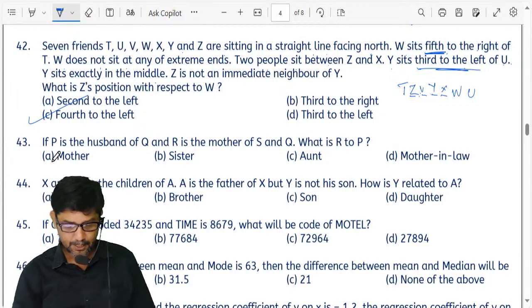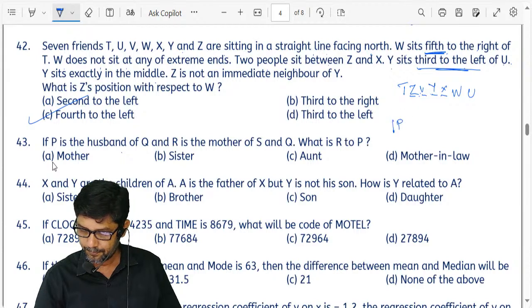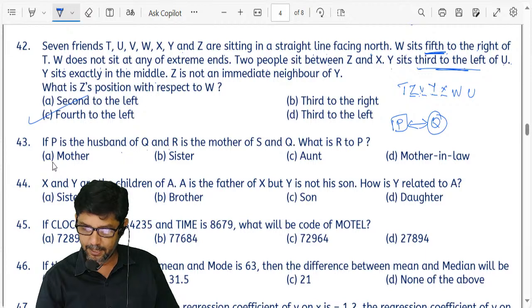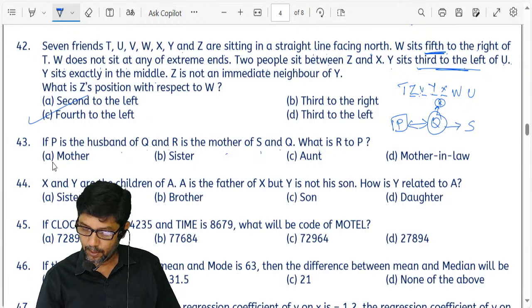Okay, next. P is the husband of Q. Of course, Q is wife only, correct? And R is the mother of S and Q. What is R to P? Mother-in-law.